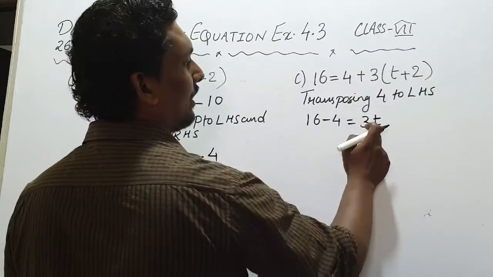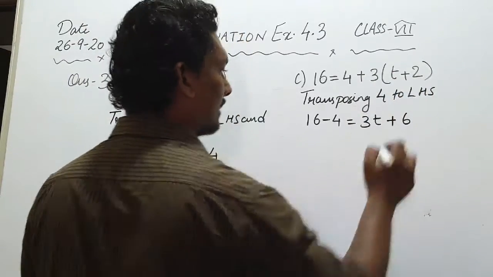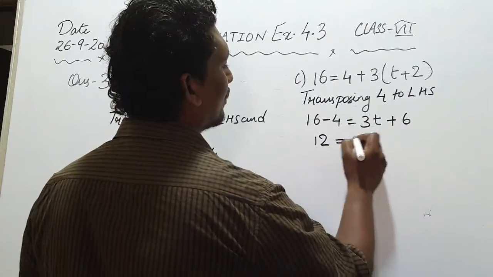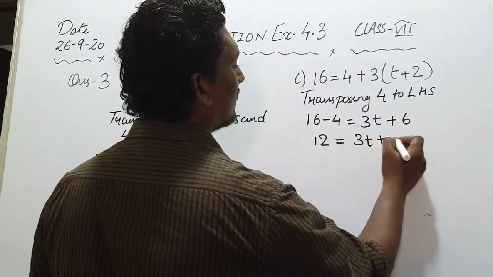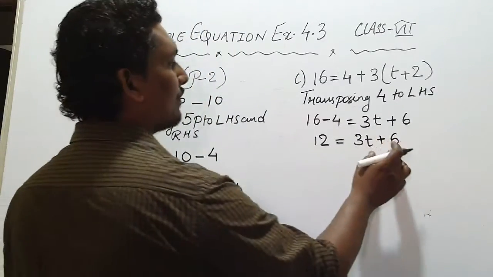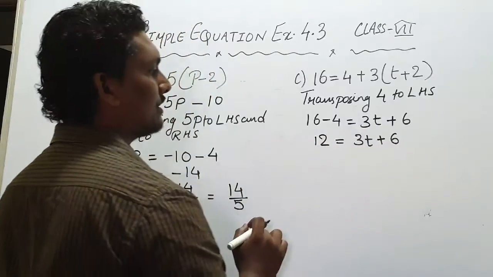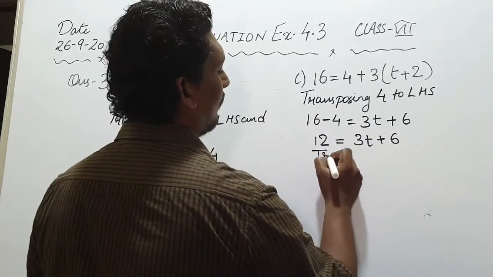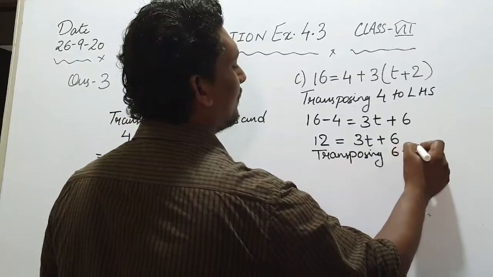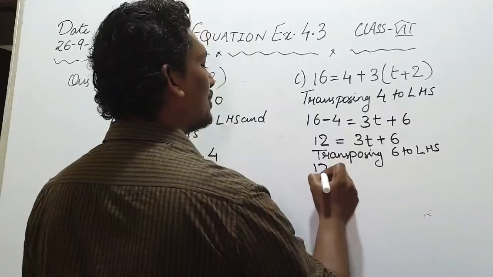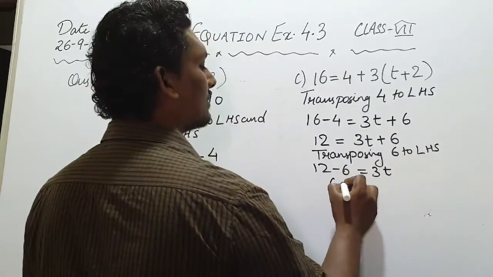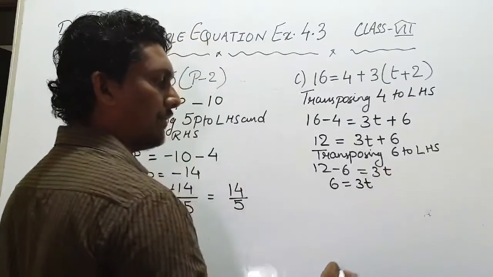3 into t is 3t, 3 into 2, 6. So it will become 12 is equal to 3t plus 6. Now we are going to shift this plus 6 to LHS. Transposing 6 to LHS, it becomes 12 minus 6 is equal to 3t. So 6 is equal to 3t. Now we can find the value of t.